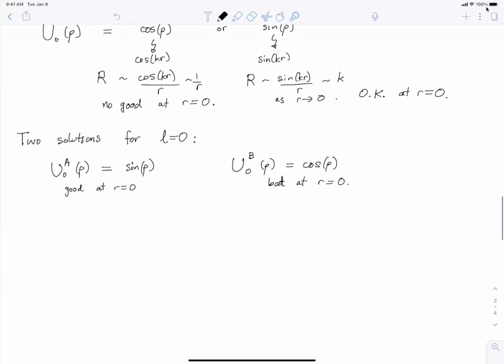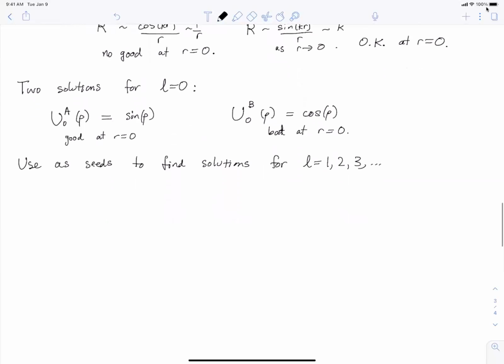Okay, but including both of these, we use these as seeds to find solutions for other values of L. And the process of doing that is one of those things that's sort of not so obvious until you already know how to do it, and then it looks nice. It's a change of variables yet again. So yet another change of variables.